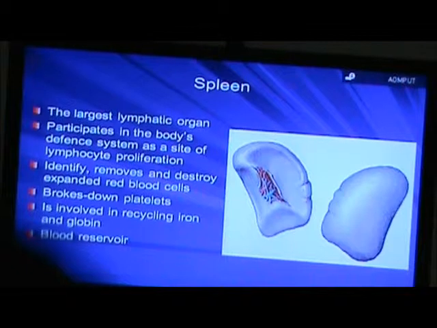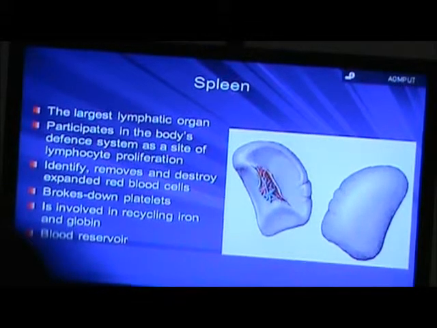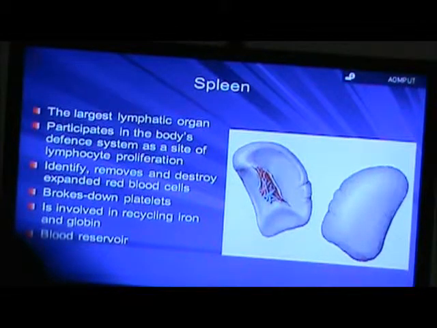Today we need to finish the gastrointestinal tract, and we know that the spleen is connected through ligaments with the stomach, by the gastrosplenic ligament. So we need to talk about it. Remember that it's the largest lymphatic organ. It is a secondary lymphatic organ. It participates in the body's defense system as a site of lymphocyte proliferation.